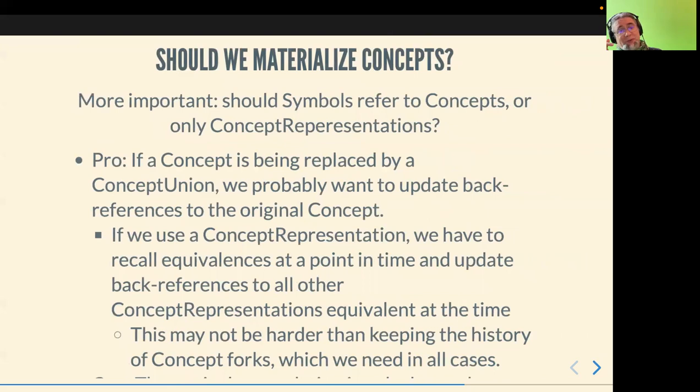And so should the symbol refer to the concept, which is the equivalence class, or only to the concept representation? Now, the advantage of referring to the concept is that if the concept evolves and is merged into a concept union, we'd want to update the back references to the original concept. Like any statement that refers to that concept, we should be able to say, oh, no, this could mean this or that, and let's update those as well so that they refer to whichever appropriate concept. But that means tracking all of them that talk about the concept.